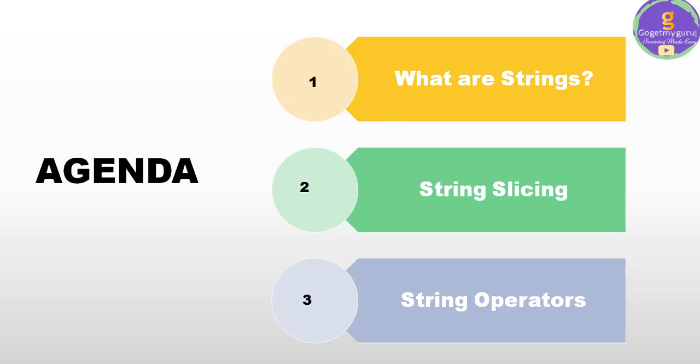Let's have a look at the agenda for today's session. In today's session we'll be discussing strings. First we'll go with what strings are, how to create a string, and the syntax for creating a string. Then we'll see string slicing, like accessing elements from a string and updating a string, and then we'll go on with string operators. We will be using mathematical operators along with strings. So all these things we'll be seeing in today's session. Are you ready for today's session?